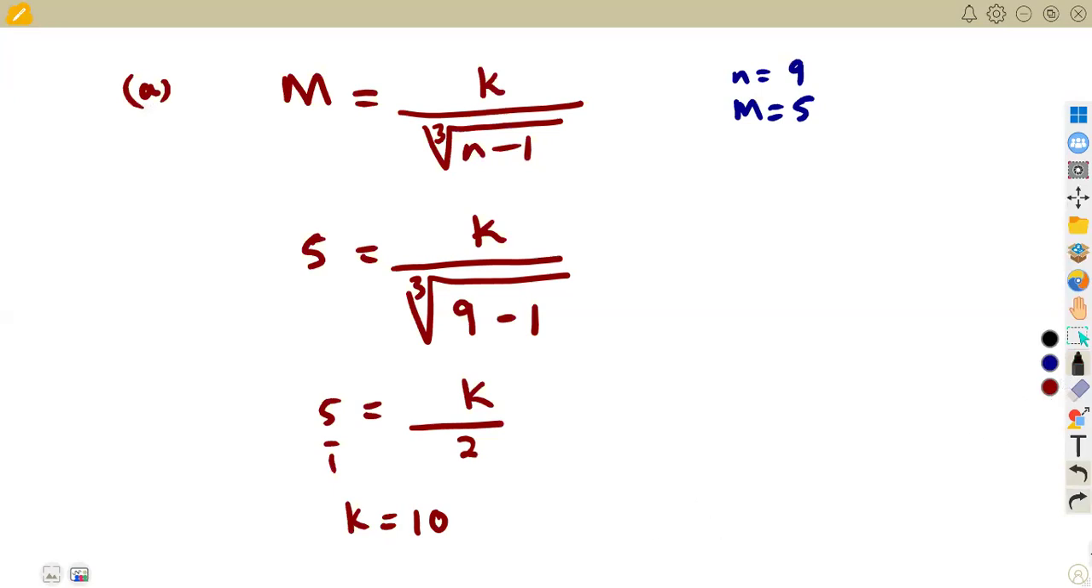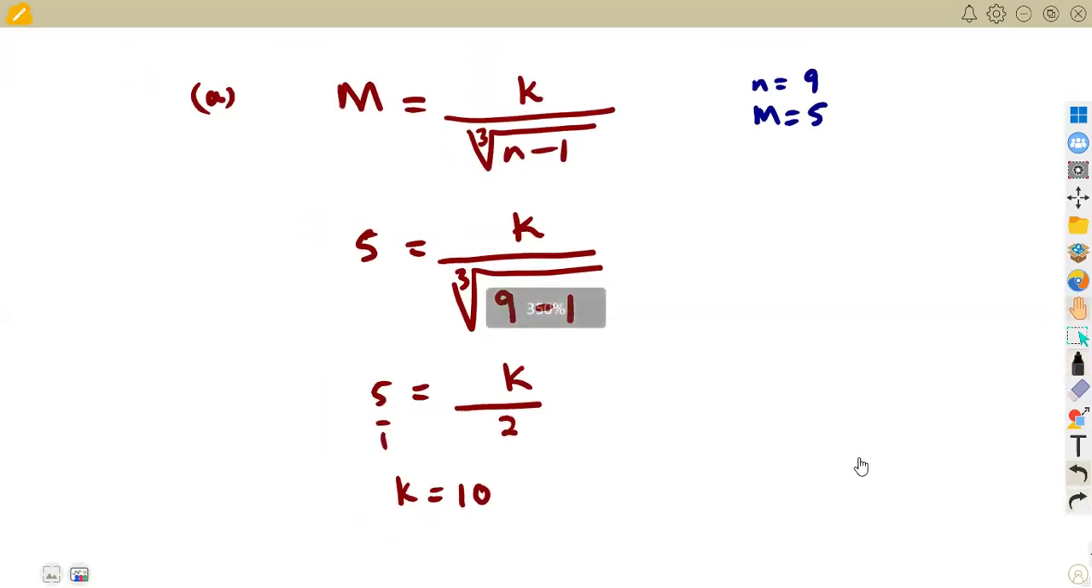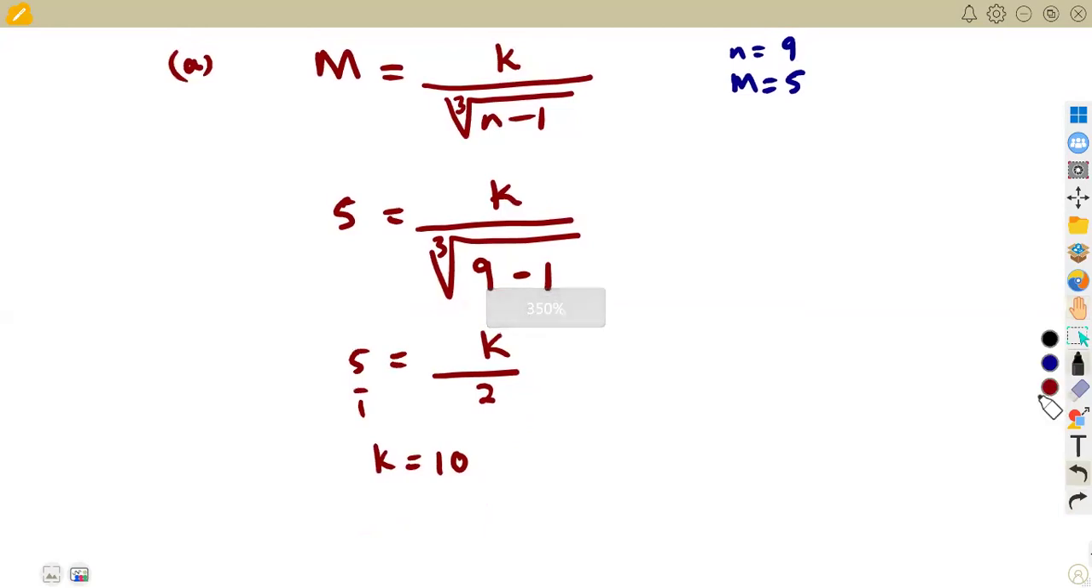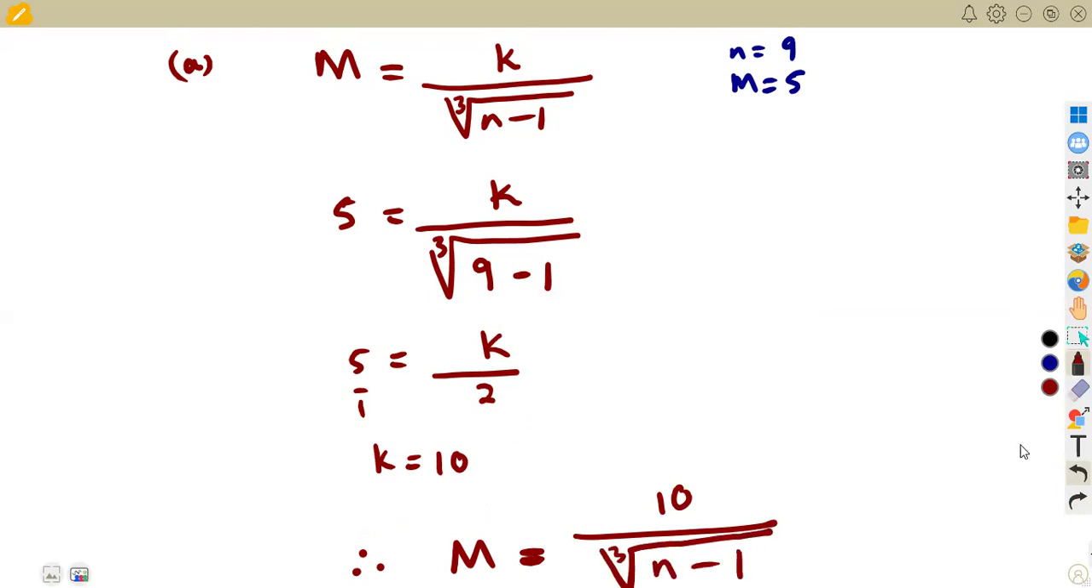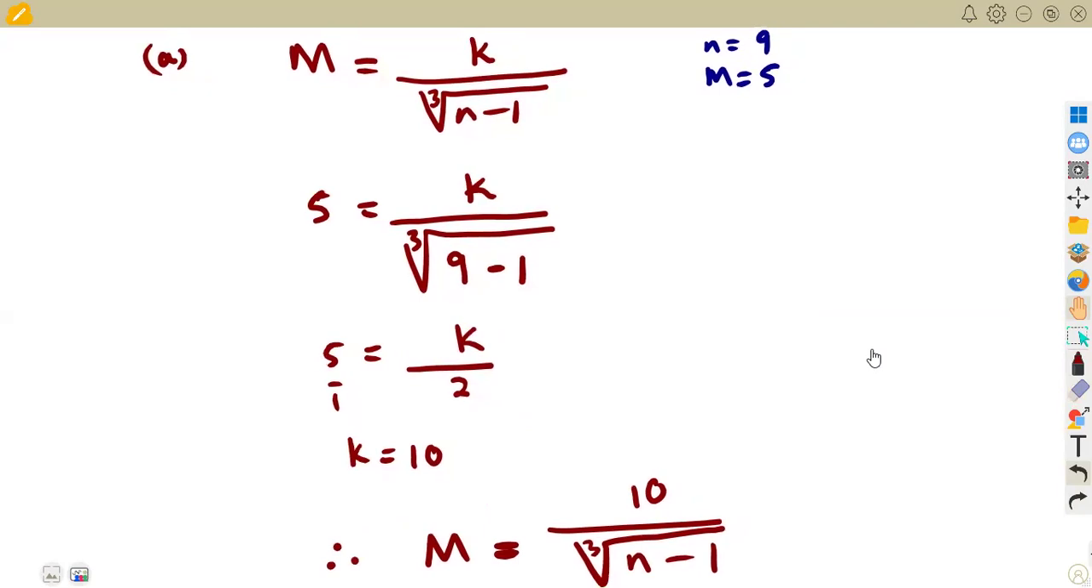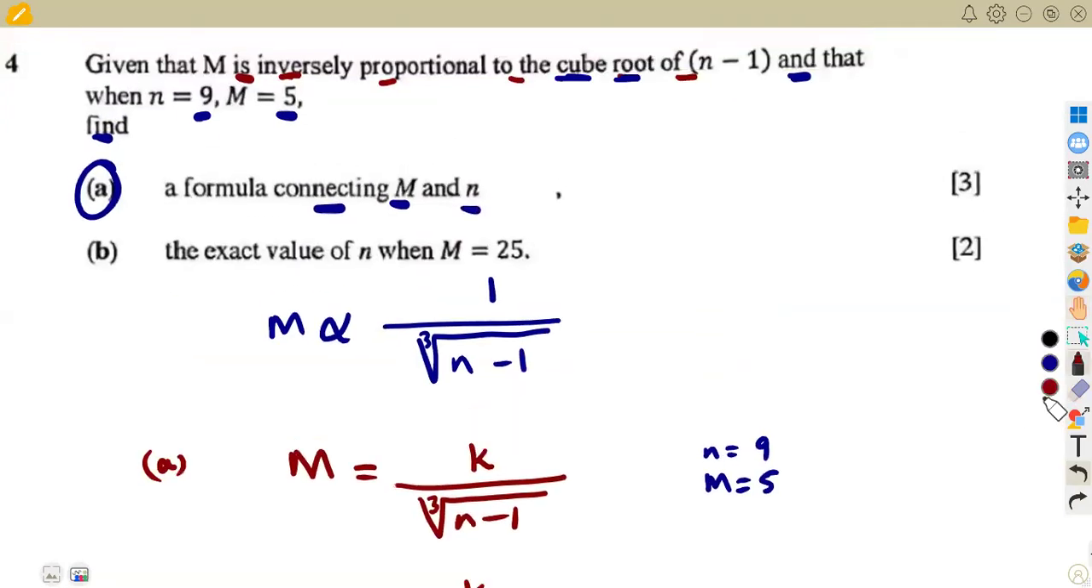So let us conclude and write the relationship between m and n. Therefore, m is equal to k, which is given as 10, so this is 10 over the cube root of n minus 1. That is our proportionality in this case, the same application as our variation. This is the same part that we just did in O-level. Maybe you answered this type of question in O-level.